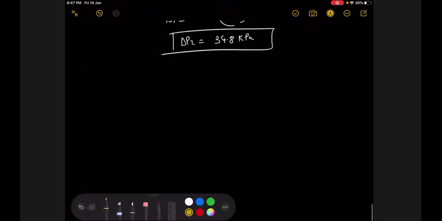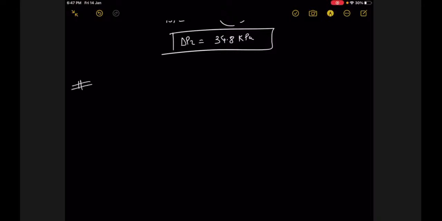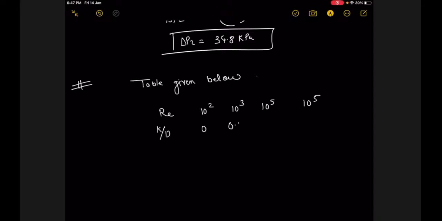One very good question on the friction. It will clear all your doubts regarding the friction. Depending upon the table given below: RE is 10 to the power 2, 10 to the power 3, 10 to the power 5, 10 to the power 5. K by D is 0, 0.001, 0, 0.001. Set 1, set 2, set 3, set 4. F, F, F, F.